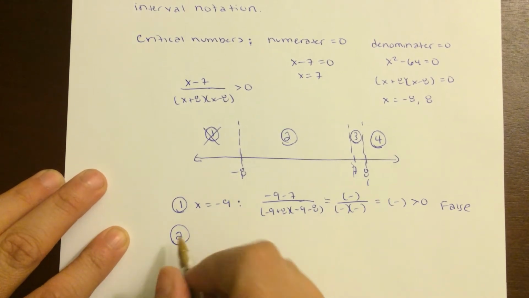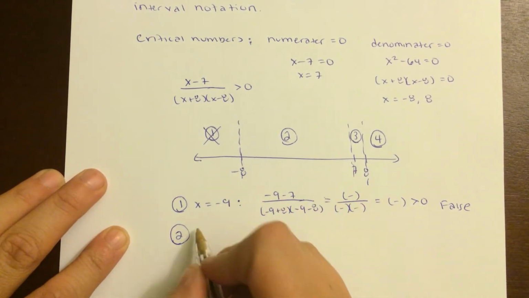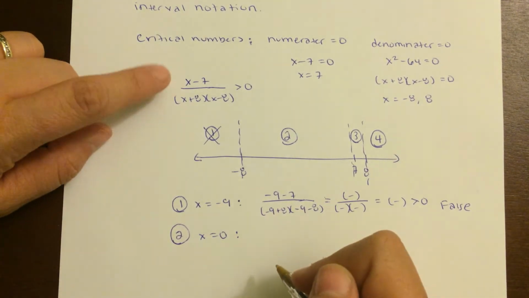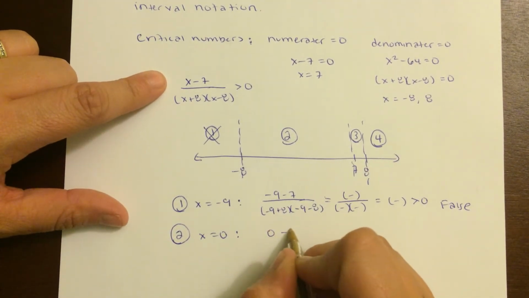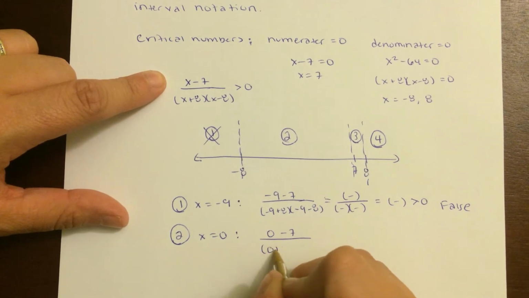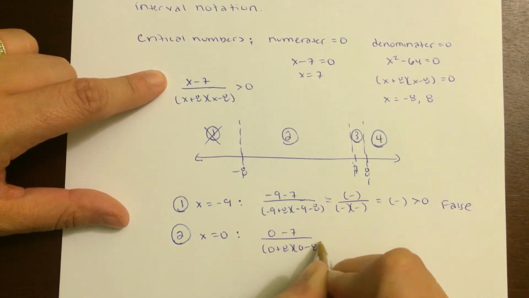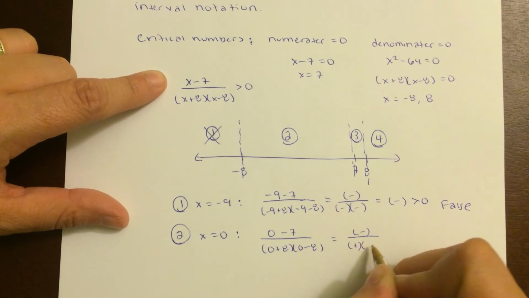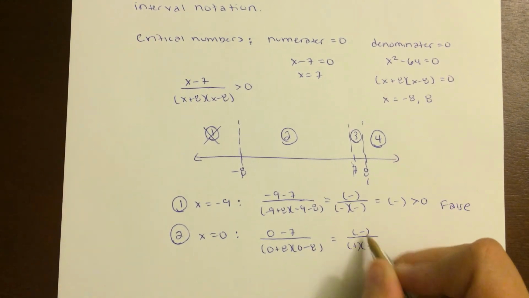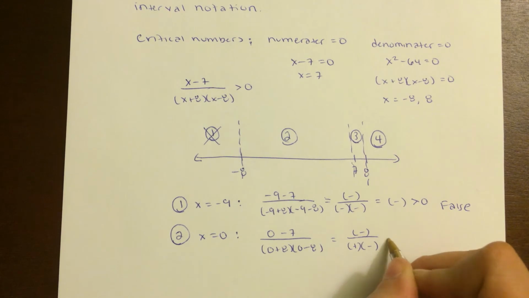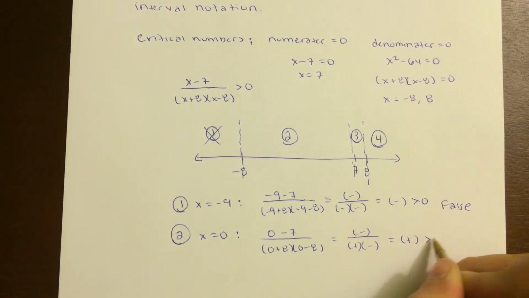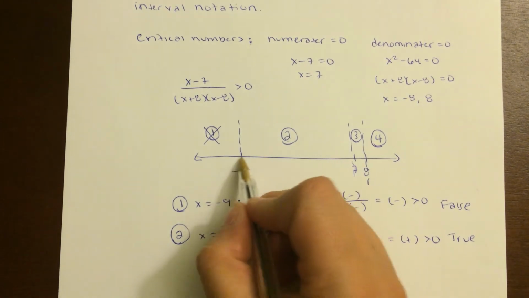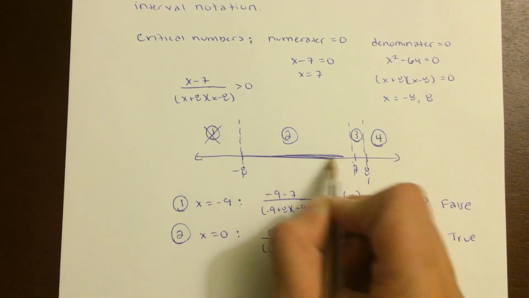So this region is not part of the solution. Okay, region 2. A number between negative 8 and 7: 0, my favorite number. So now I'm going to plug 0 into this. 0 plus 8, 0 minus 8. Okay, so that's going to give me a negative over a positive times a negative, and those two negatives are going to become positive. So I'm left with a positive, which is bigger than 0. So this one's true, which means that all the numbers in this region are part of the solution.